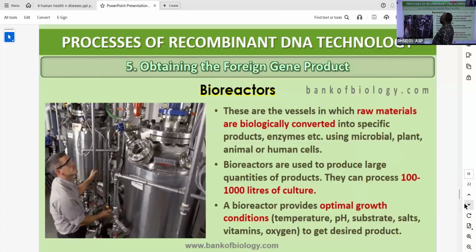Now how do you obtain the product which has been manufactured in the host? Look carefully at the bioreactor quickly, and then we'll move to the details.